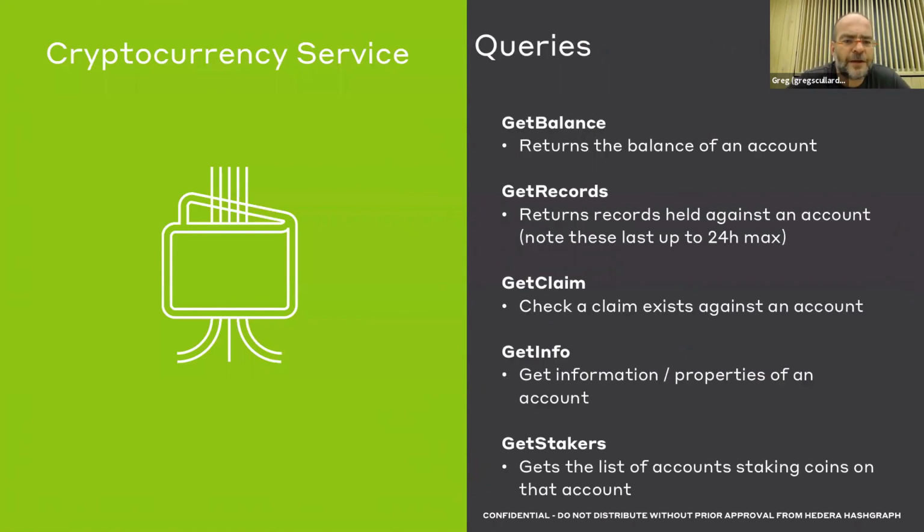Right, queries on accounts. Get balance returns you the balance of an account. Simple, straightforward. Get records will return records held against an account up to 24 hours. If you've set your generate record threshold to a given amount, say you set your receive record threshold to 10 hashbar, and you received 200 hashbar transactions or crypto transfers into your account, then that would have generated 2 records, and get records will allow you to get those records from the system.